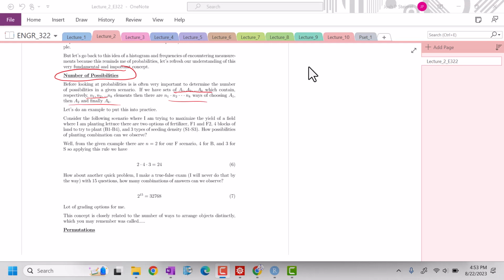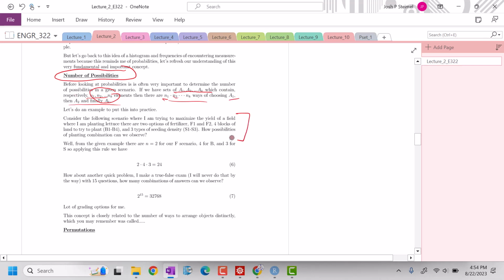So right now we're trying to figure out, given a certain number of choices, what is the number of possibilities that we can observe for a given scenario or a given parameter space. So let's invoke a statistical theorem. If I have a certain number of sets which contain a certain number n of elements, I can multiply the number of those elements for each of those sets, choosing a1, a2, to figure out the number of possibilities. So let's look at an example.